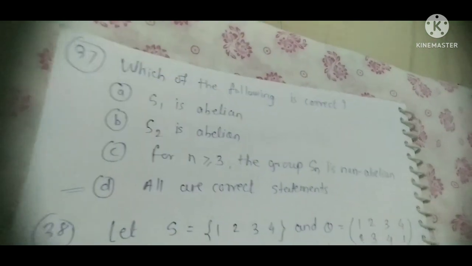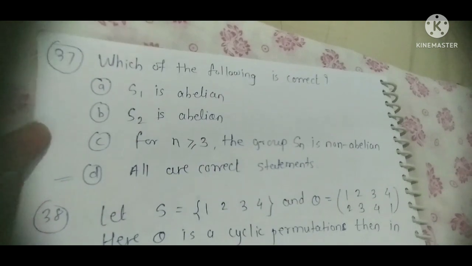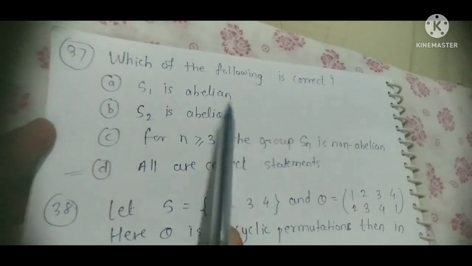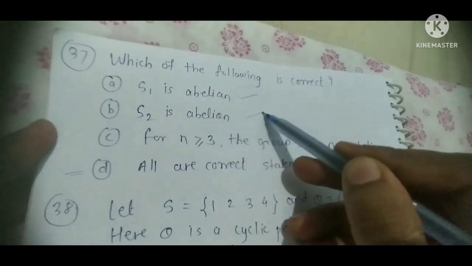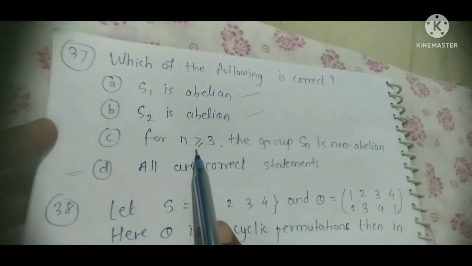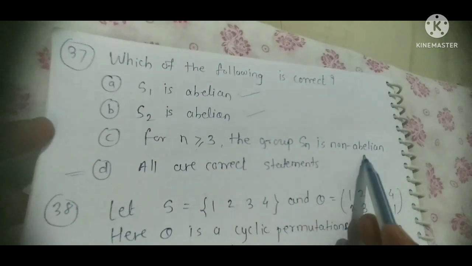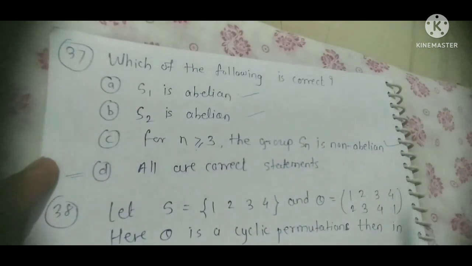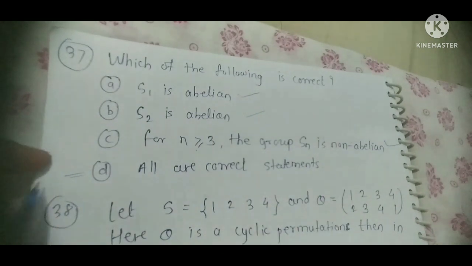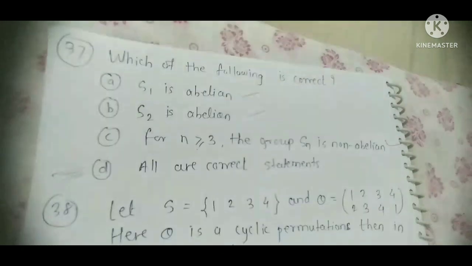Which of the following is correct? S1 is abelian. Yes, this is true. S2 is abelian. Yes, this is also true. For n greater than or equal to 3, the group Sn is non-abelian. This is also true. All these three statements are true, means all are correct. So option D is the correct one. Next MCQ.